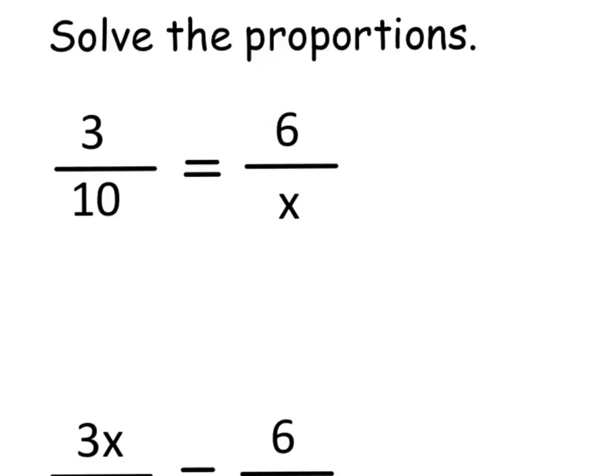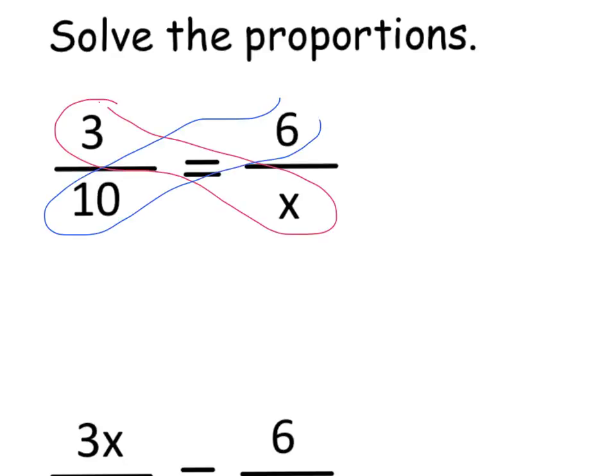Alright, solving proportions here today. We have 10 over 6, 3 over x. This first one is pretty straightforward. Everyone knows the name of the game here is cross multiplying. So I'll just highlight those for us, and then we'll write it out.